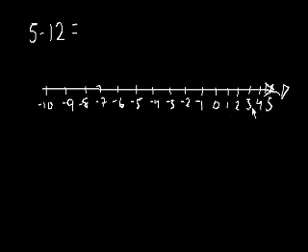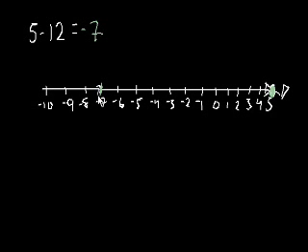Okay, 5 minus 12. If we start at 5, let me use a different color. We start at 5 right here, and we're going to go to the left 12 because we're subtracting 12. So we go 1, 2, 3, 4, 5, 6, 7, 8, 9, 10, 11, 12. Negative 7.